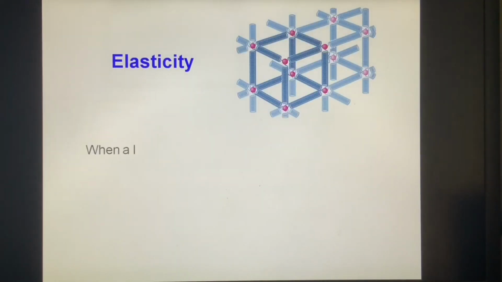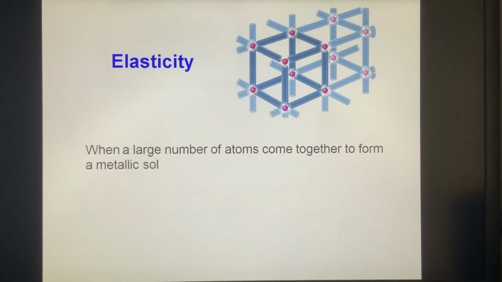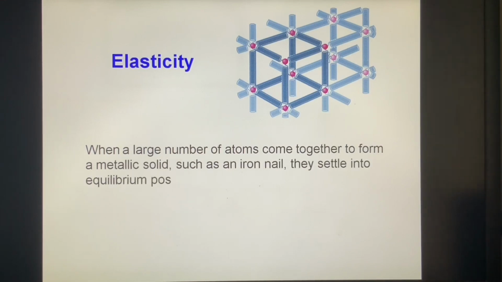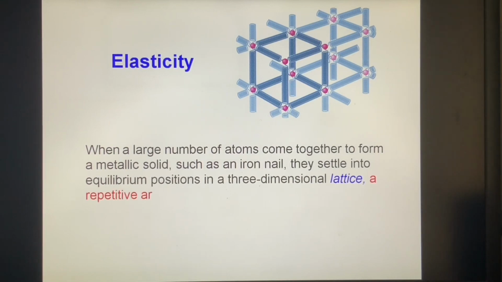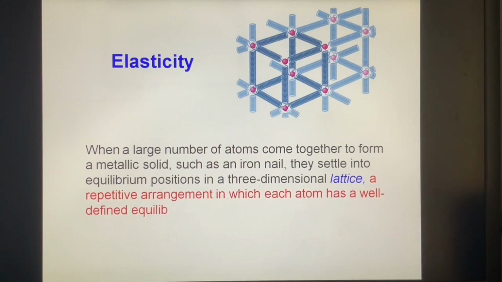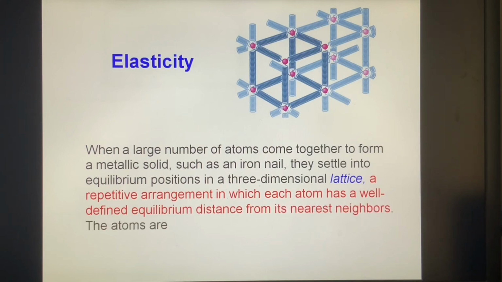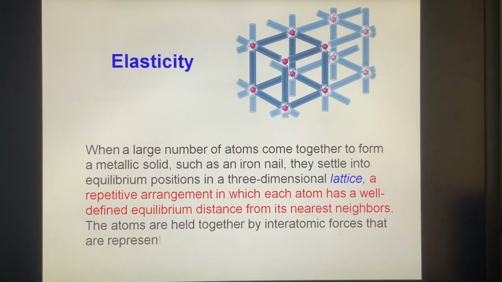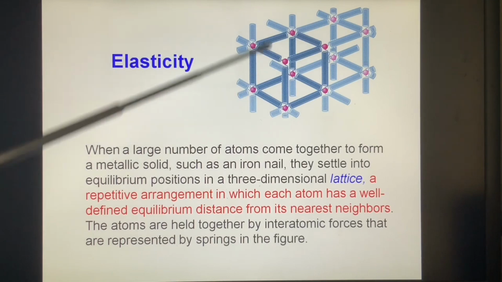Elasticity. When a large number of atoms come together to form a metallic solid, such as an iron nail, they settle into equilibrium positions in a three-dimensional lattice, a repetitive arrangement in which each atom has a well-defined equilibrium distance from its nearest neighbors. The atoms are held together by interatomic forces that are represented by springs in the figure.